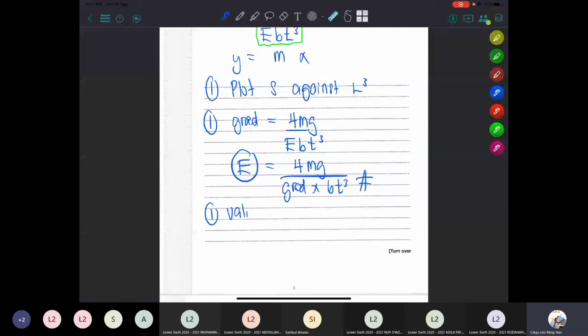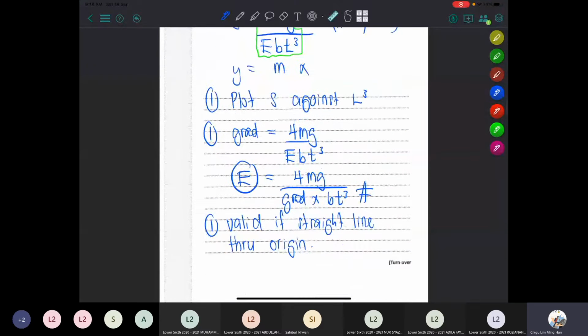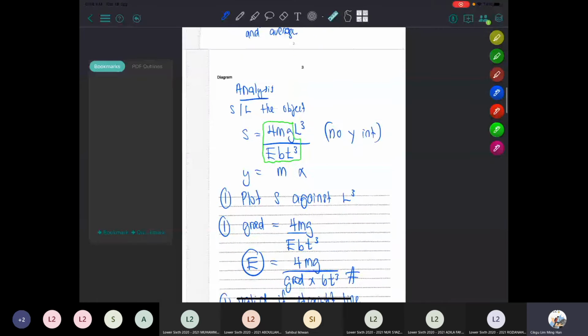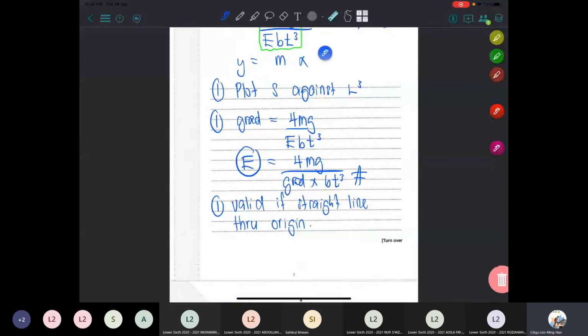And the last one is you must write down valid if it's a straight line through origin. Why through origin? Because you see here, there is no y-intercept. If there's no y-intercept, that means it will cut through the origin. So these are the things you need to bear in mind. Don't miss this point. These three points here are a bonus, so don't lose these three points here.